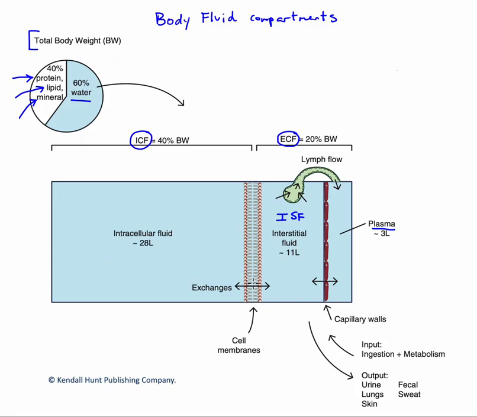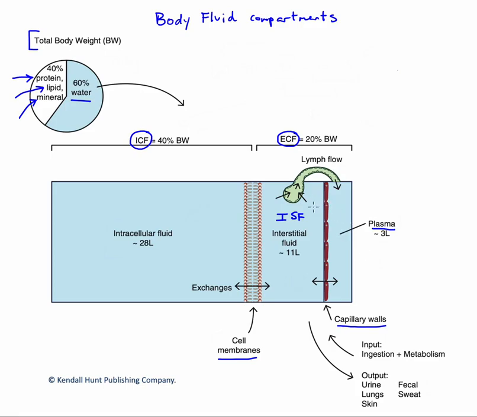And if we take a look at the separations between these compartments, we can see that we've got the cell membranes separating the ICF and the ISF. That barrier is semi-permeable and allows us to maintain gradients that are set up across the cell membranes. That's quite different from the capillary walls, which have high permeability to everything except the plasma proteins. That means the interstitial fluid and the plasma fluid will both have very similar composition outside of the plasma having a significantly higher concentration of proteins.